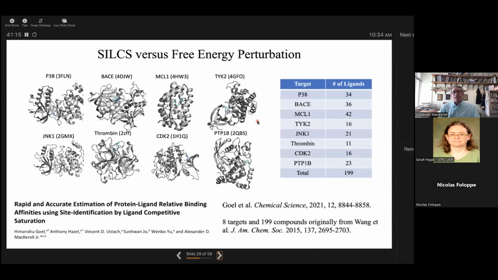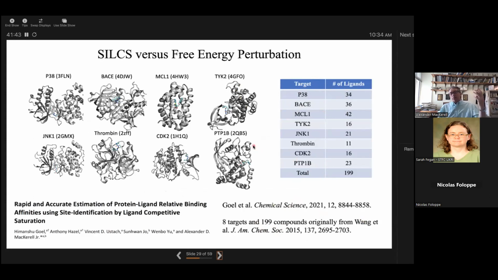So now how do we stand up to other types of methods? We're going to do a comparison of SilCS versus free energy perturbation. This was published a couple of years ago. What we did is we used the 8 targets and the 199 compounds from the study by Schrodinger et al., and this data set was subsequently used by a number of other labs using FEP. So you've got this collection of proteins and this number of ligands.